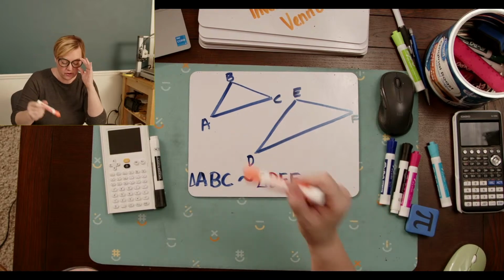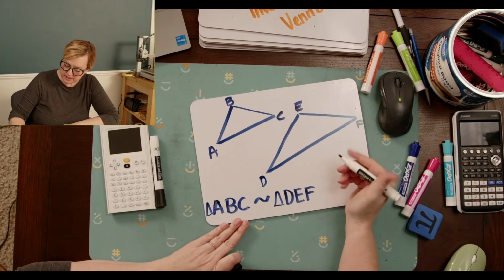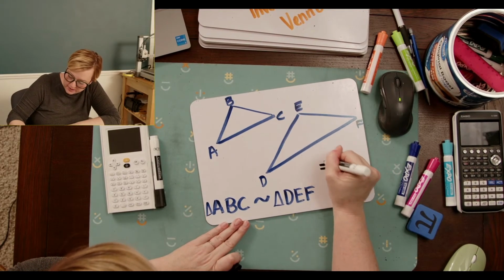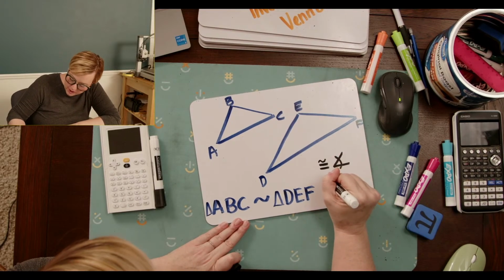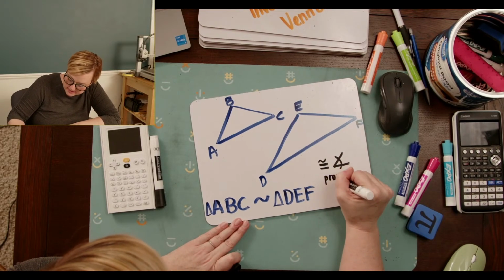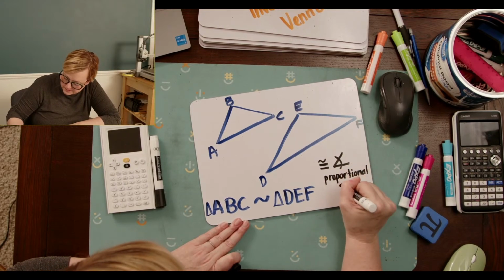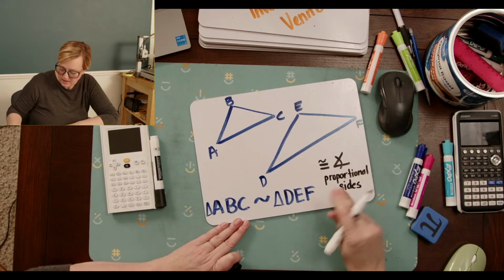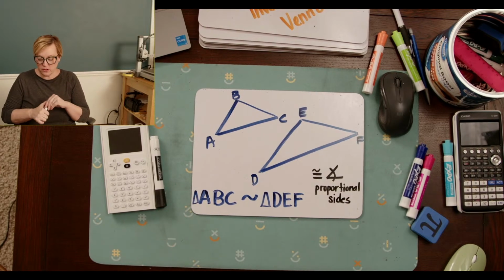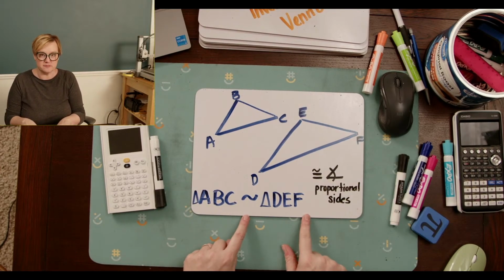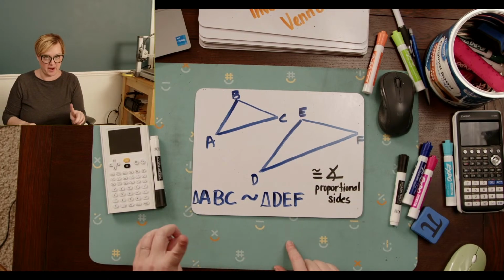So the angles are congruent. Congruent is an equal sign with a little squiggle on top. So we have congruent angles and proportional sides. That is what similar means. When we look at this similarity statement, the order does matter. The reason they're in the order A, B, C, D, E, F is not because they're alphabetical.